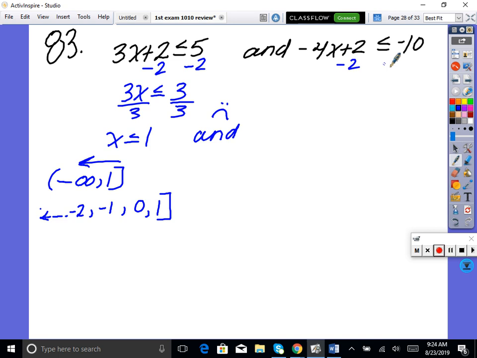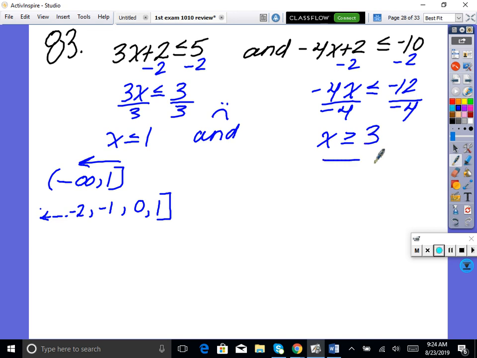And then this one, negative 2, negative 4x is less than or equal to negative 12. Divide both sides by negative 4. We've got to change our inequality sign. We just divided by a negative. So then, and at the same time, that would be from 3 to infinity. So that would be like 3, 4, 5, 6, dot, dot, dot, forever that way.